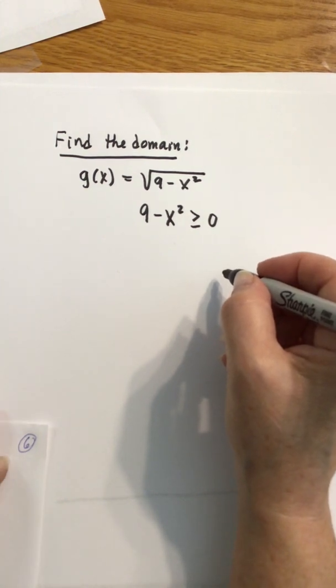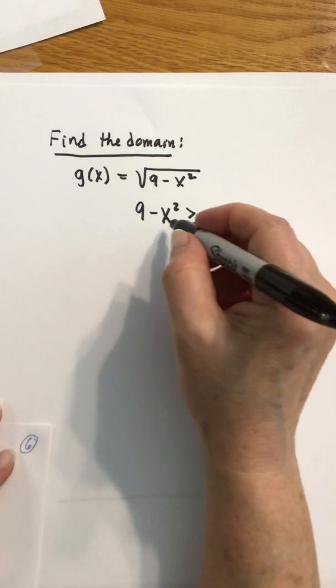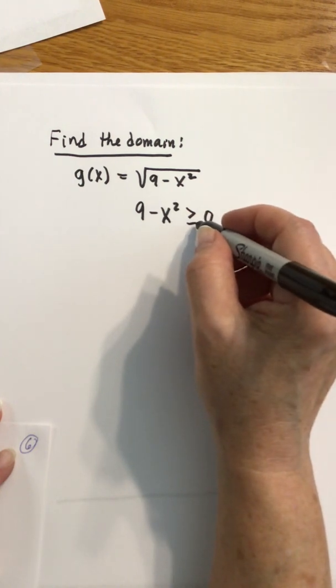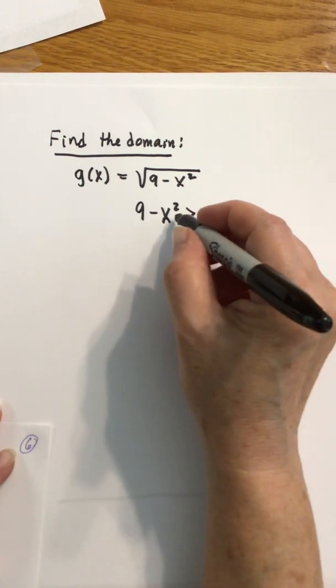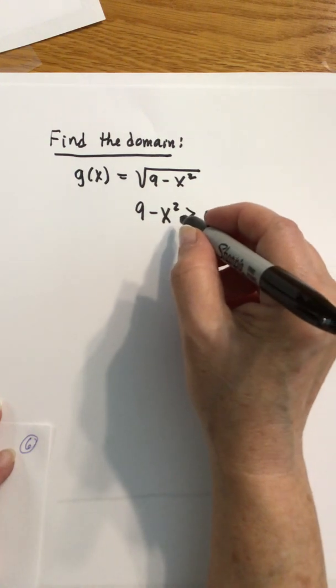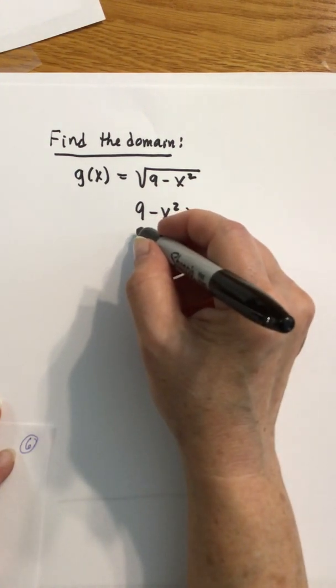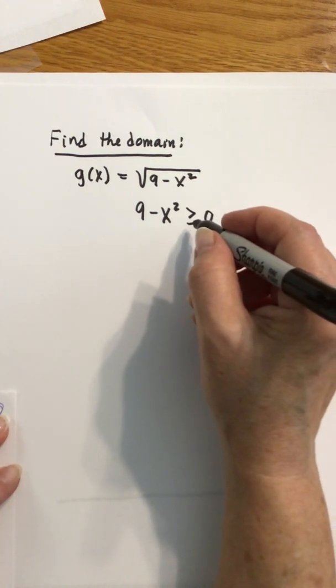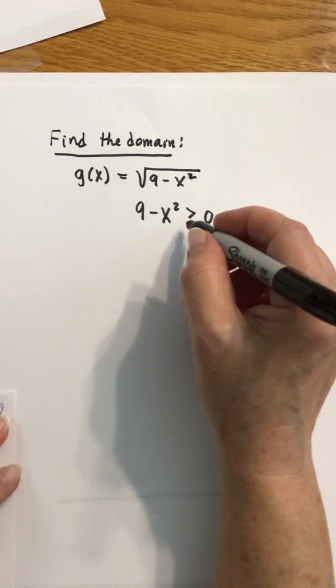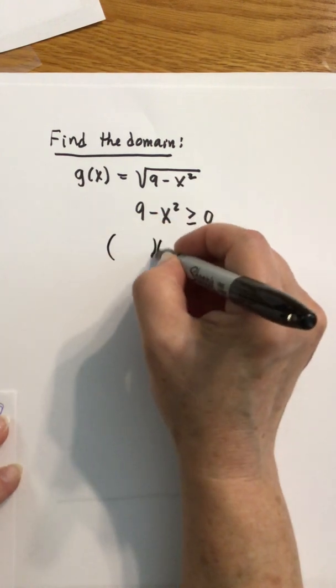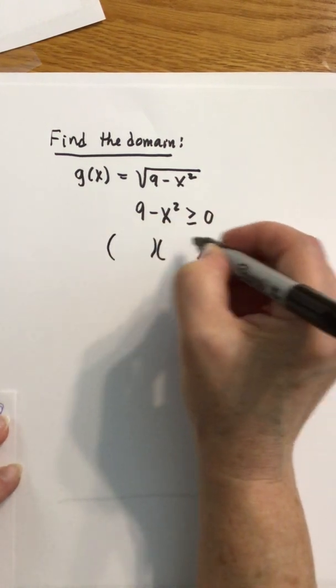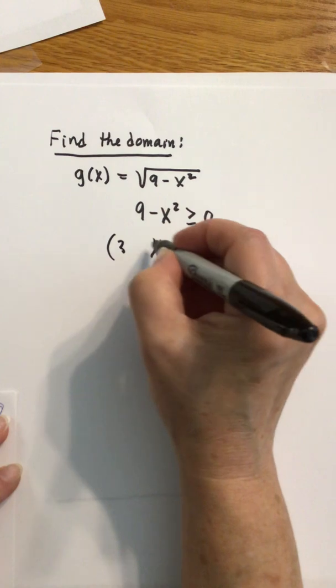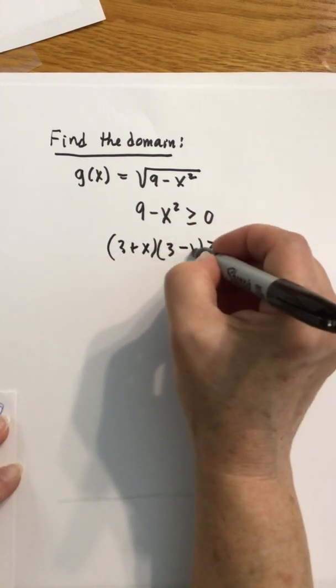Now, we did some of these in Unit 1 where we had quadratic inequalities. Quadratic because it's squared. So we're going to do that chart that we did before. We'll learn another method later, but for right now we're still practicing with the chart. So we have to factor first. So it gives me 3 minus x and 3 plus x, right?